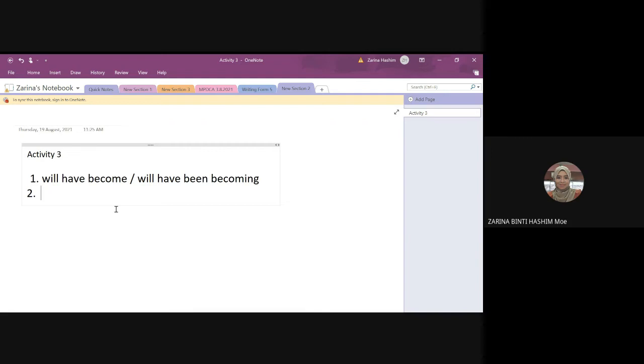Is it? Do they mention about something that is ongoing, something that is happening? Okay, so they did not mention. They only mention about the future and also what will happen. So the planet will have become or will have been becoming more polluted. If you want to choose ing, becoming, you have to make sure that they have the word like in progress for 2 days.